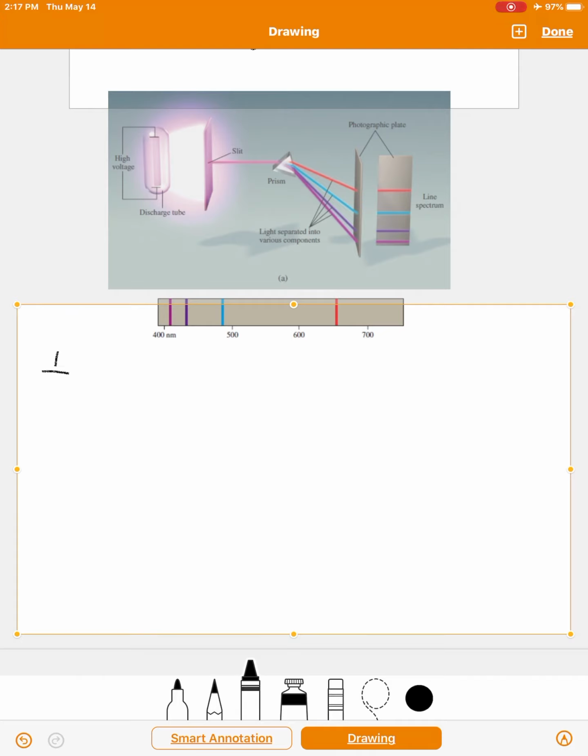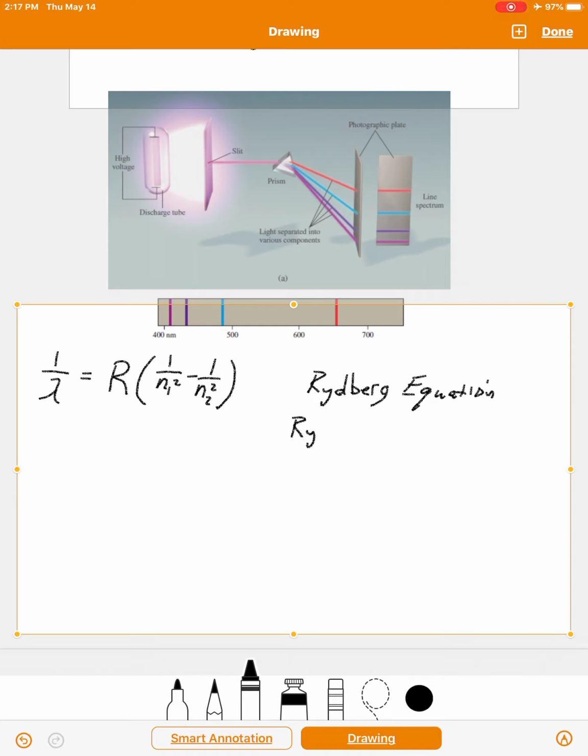So he wasn't looking at the physics of what was happening, but he was just trying to match up the pattern of these wavelengths. And he came up with an equation which relates the wavelength of light to what we now call quantum numbers. So R, which we would call the Rydberg constant, and this whole thing here is called the Rydberg equation. And this R value is the Rydberg constant. And the Rydberg constant has a value.